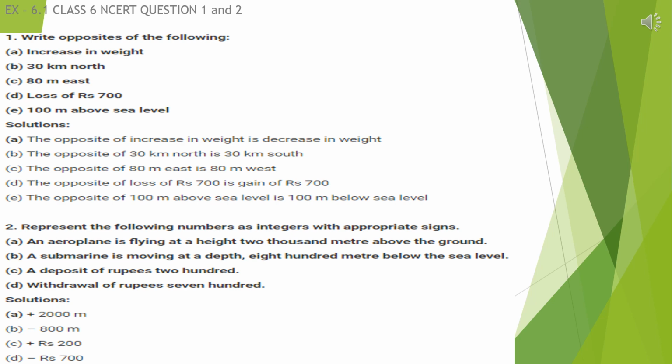Second part, a submarine is moving at a depth of 800 meter below the sea level. Here, below represents negative sense. So the answer will be minus 800 meter. Third part, a deposit of rupees 200. Here deposit represents positive sense, so the answer will be plus rupees 200. Fourth part, withdrawal of rupees 700. Here withdrawal represents negative sense, so the answer will be minus rupees 700.